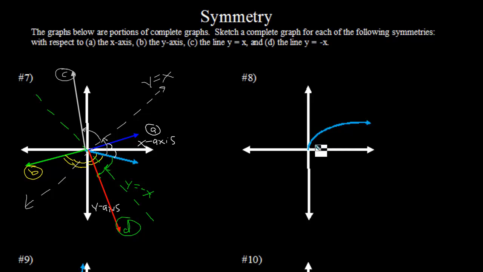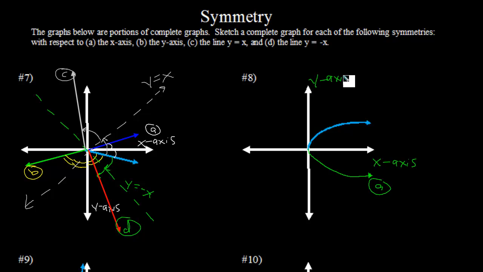Question 8, it's a different graph, but it's the same question. With respect to the x-axis is the first one. Well, here's the x-axis. So this curve that comes up like this, if you have a mirror image, it would be down something like this. Not perfect, but that general concept. It's part A. B, the y-axis.